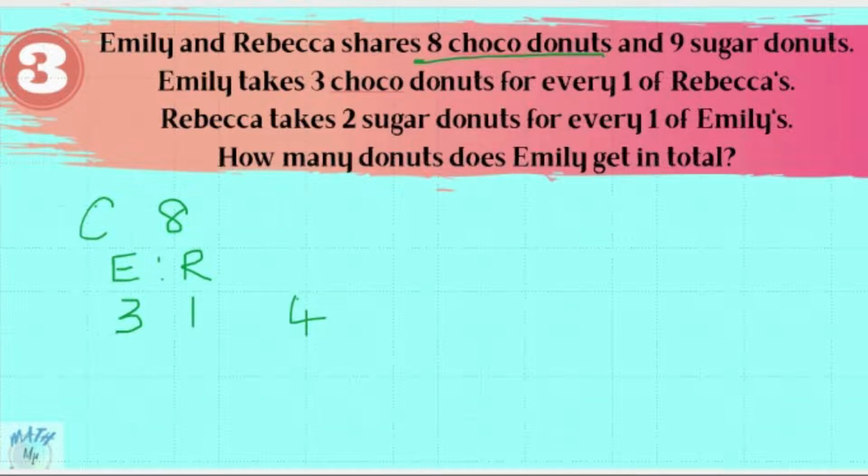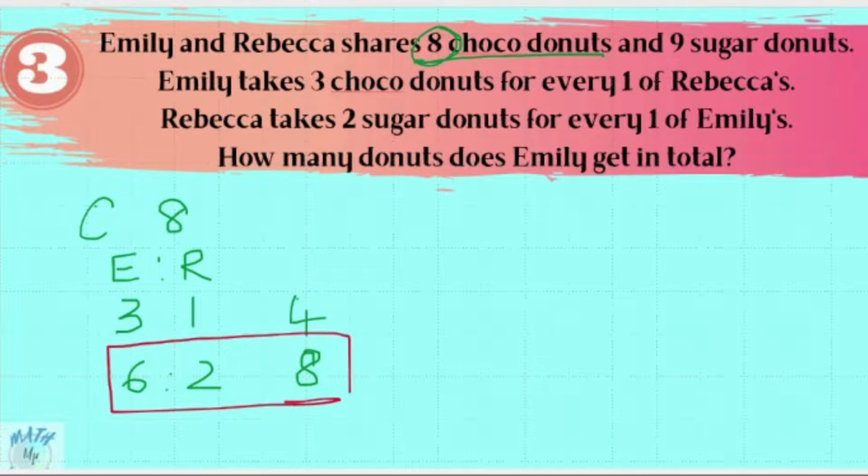But they say there are 8 choco donuts in total. So if I make this 8, then 4 times 2 is 8. So I need to multiply the Emily and Rebecca ratio by 2. If I multiply by 2, then 1 times 2 is 2 and 3 times 2 is 6. So out of 8 choco donuts, Emily takes 6 and Rebecca takes 2. Now let's go for sugar donuts.